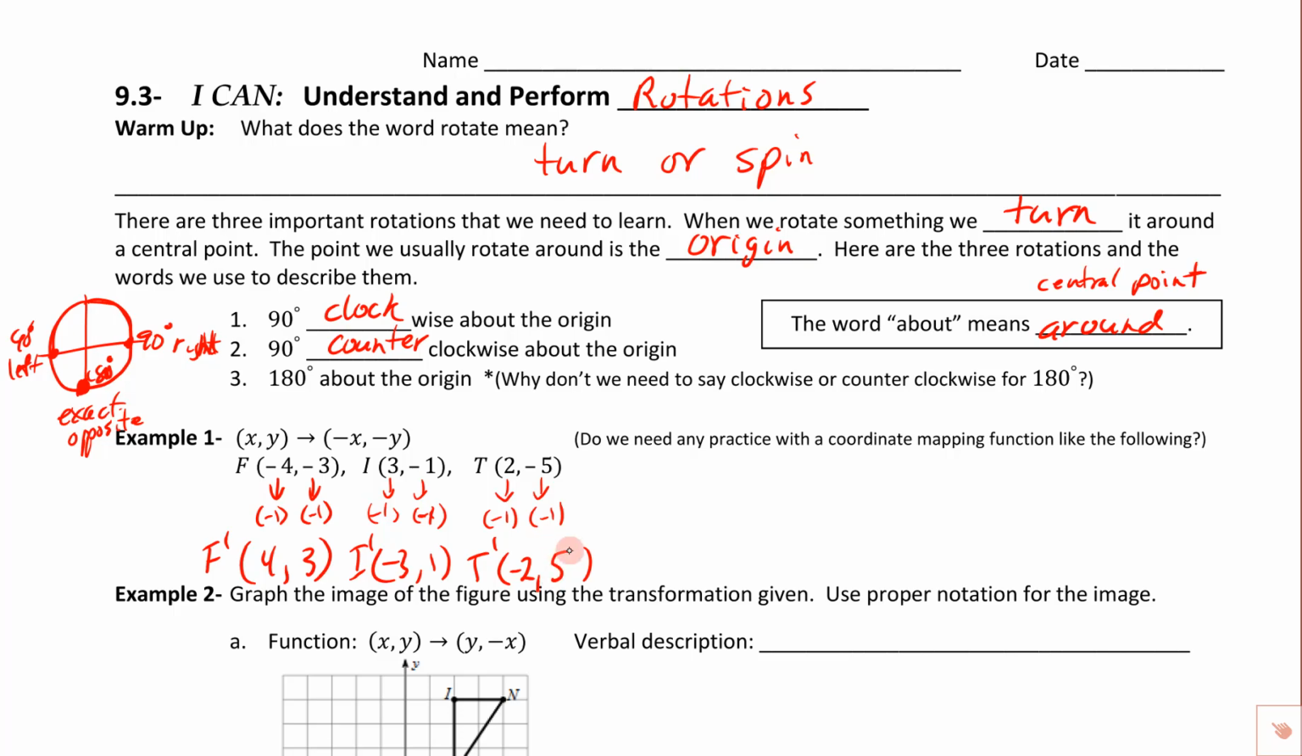Okay, so we got those points right there. We should be in good shape. That would be the answer. If all you had to do is just change the coordinates using that function mapping rule, that's all you'd have to do.